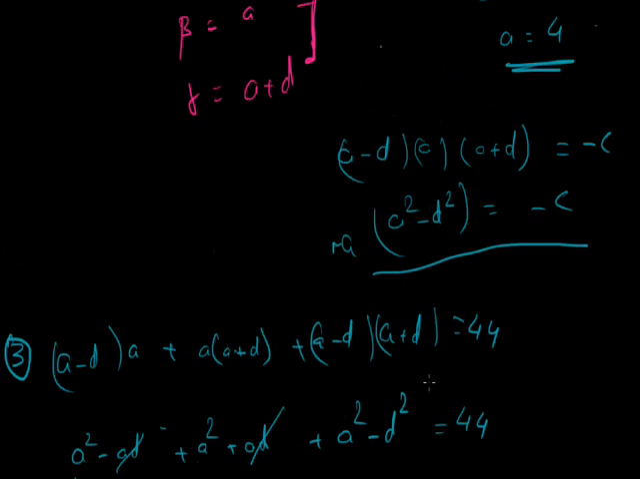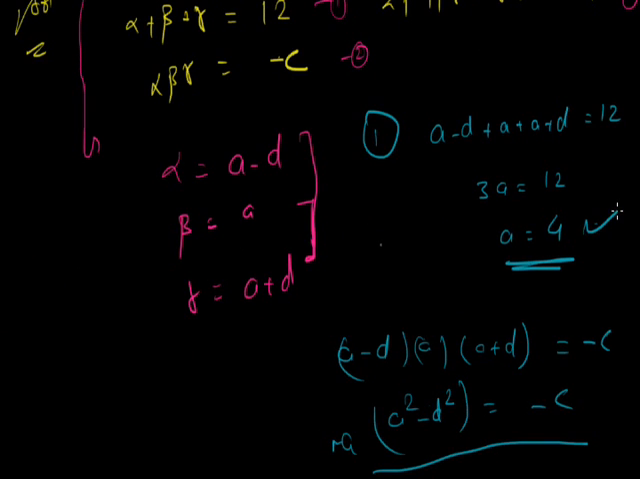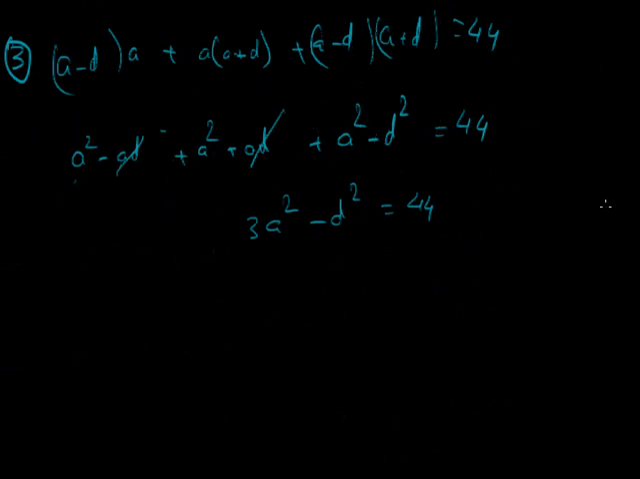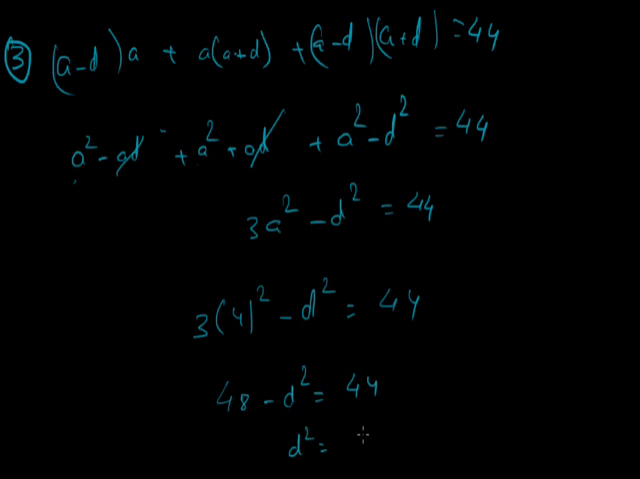We know the value of a here. a was 4. We have already calculated. Let's put the value of a here. 3 into 4 square minus d square is 44. 4 square is 16. 16 3s are 48. Minus d square is 44. And d square is 4. And thus d is 2. Or you can say plus minus 2.